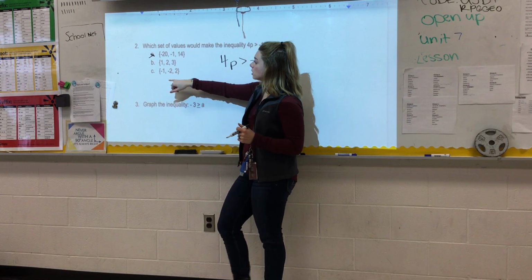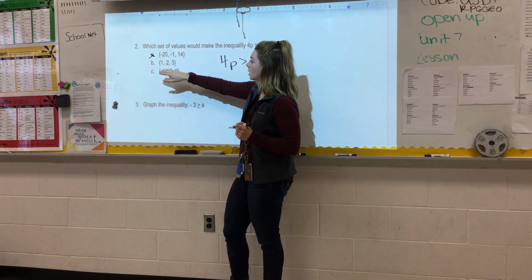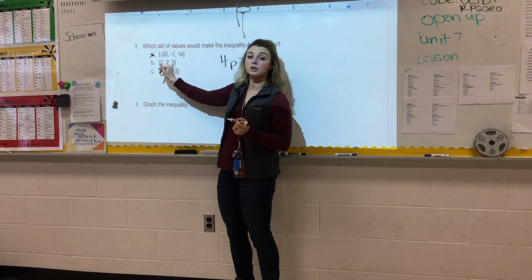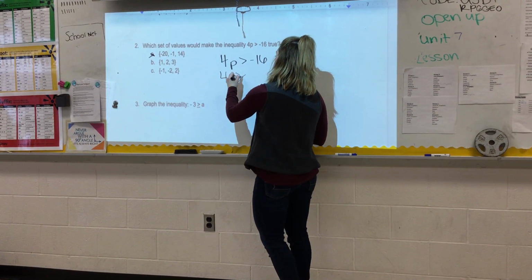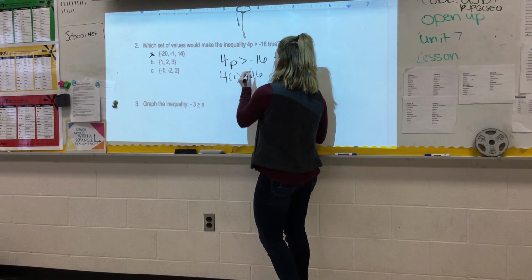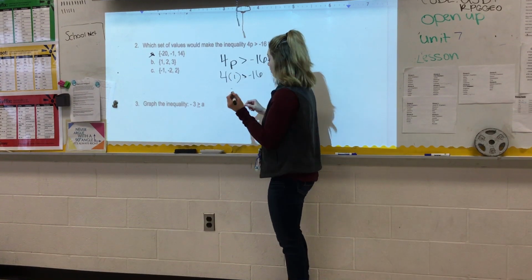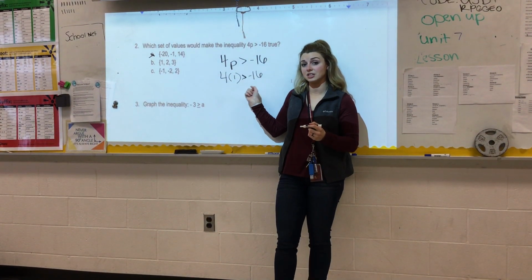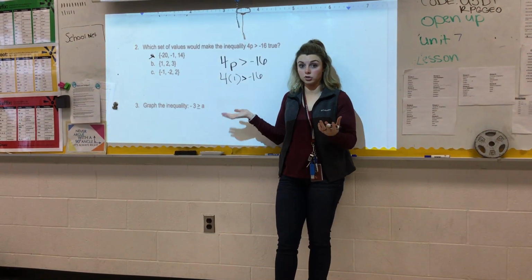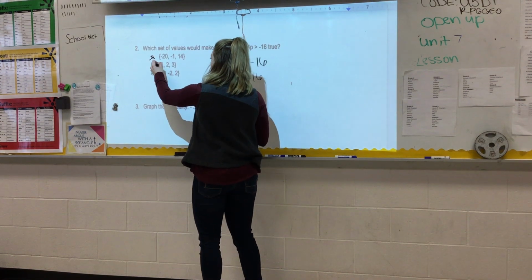So now, let's go ahead and look at answer choice B. Answer choice B, it's just 1, 2, 3. Let's try it out. So I'm going to substitute 4 times 1 is greater than negative 16. Oops, wrote my sign the wrong way. Be careful about that. So I have 4 times 1 is greater than negative 16. 4 one time is just 4. Is 4 greater than negative 16? Yeah. So this would work.